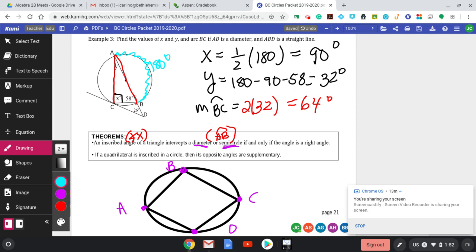So in this case, angle A plus angle C, remember supplementary means they add to 180, and angle B plus angle D equal 180. If we were in class face-to-face, I'd take the time and show you why that's true. It's actually pretty neat why it's true. But I guess you're just going to have to go with it. So in a quadrilateral inscribed in a circle, opposite angles are supplementary.